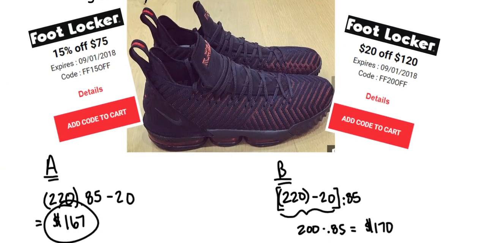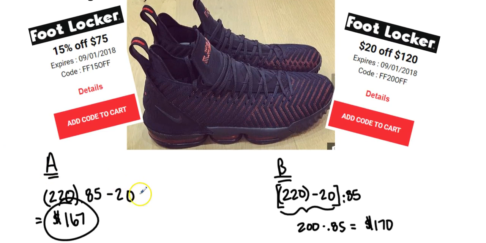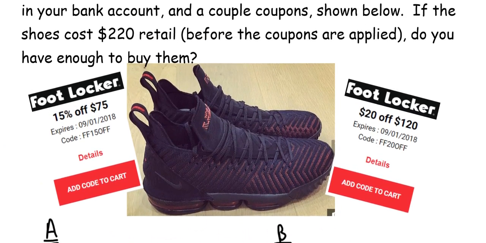Either way, our focus right here is that you get a different answer depending on which order you apply these coupons.